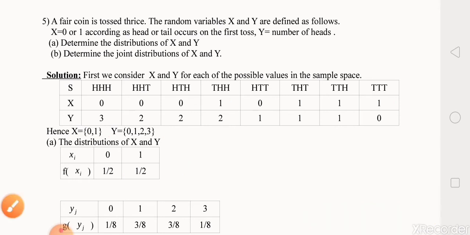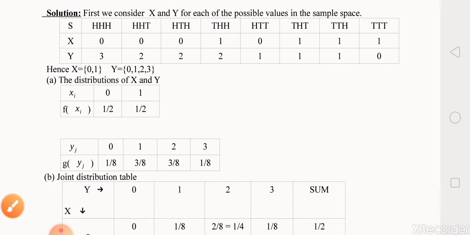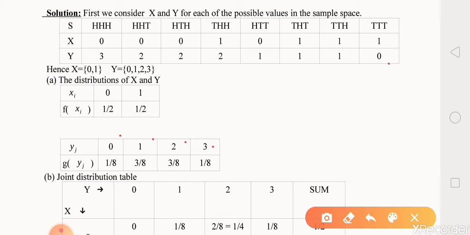Now distribution of Y, start with Y values 0, 1, 2, 3. Now Y equal to 0 is one case out of 8 values, so 1 by 8. Y equal to 1, 3 out of 8. Y equal to 2, 3 out of 8, and Y equal to 3 is 1 out of 8. So this is the distribution of X and distribution of Y.